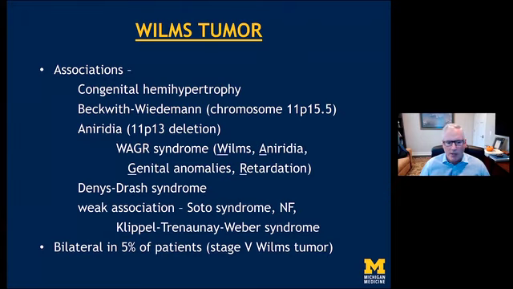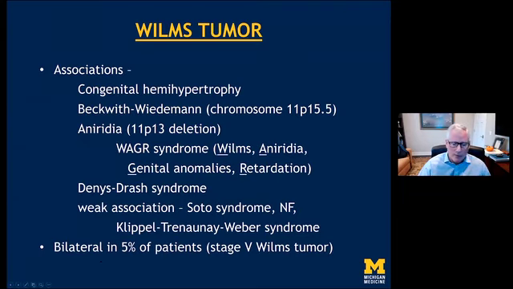Now, in that case, this is not familial aniridia, but typically sporadic aniridia. And the aniridia is part of the mnemonic for WAGR syndrome. Denys-Drash syndrome, there are some associations with Klippel-Trenaunay and neurofibromatosis, but the ones I want you to remember are these. If you know the patient has these three, that's an important association for Wilms tumor. And I'm sure with advancements in our genetic understanding of disease, we may even find more.